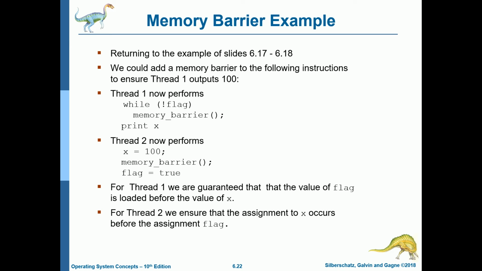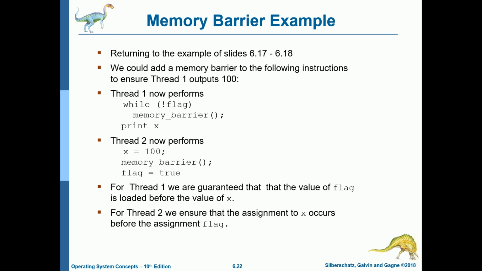Now similarly, if we place the memory barrier between the assignments performed in thread 2, as you can see there, we then ensure that the assignment to X occurs before the assignment of the flag. Now, with respect to the Peterson solution, we could place a memory barrier between the first two assignment statements in the entry section to avoid the reordering operations.